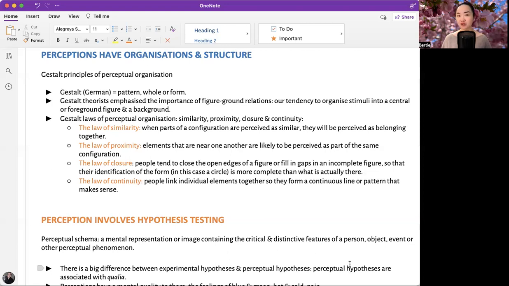The law of closure. People tend to close the open edges of a figure or fill in gaps in an incomplete figure so that their identification of the form, in this case a circle in the textbook, is more complete than what is actually there. The law of continuity. People link individual elements together so they form a continuous line or pattern that makes sense.